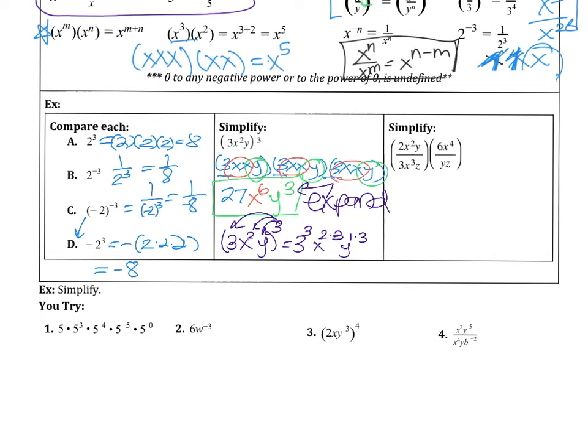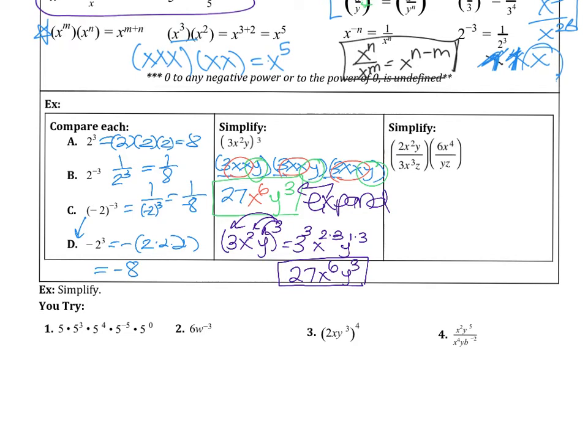And now I'm going to simplify. 3 to the third is 27. 2 times 3 is 6, 1 times 3 is 3, and we get the same answer. Either way, you're going to be expected to show a little bit of work so that we can understand where your answer is coming from.